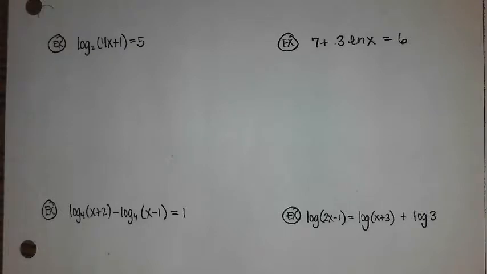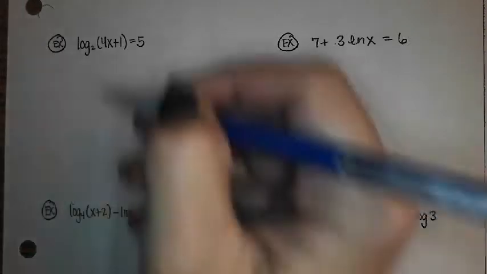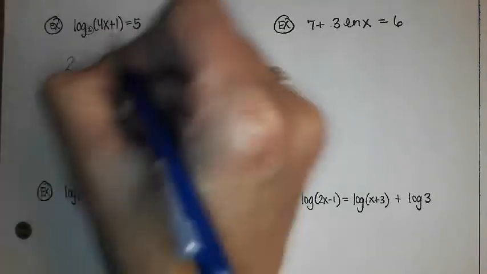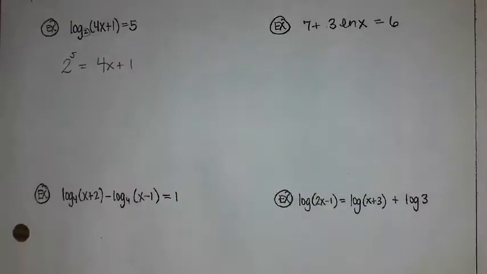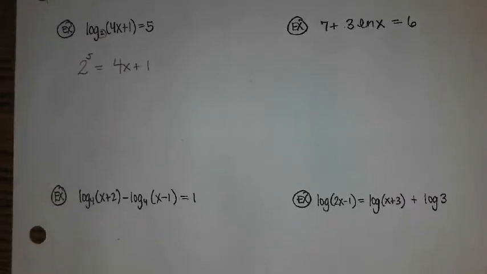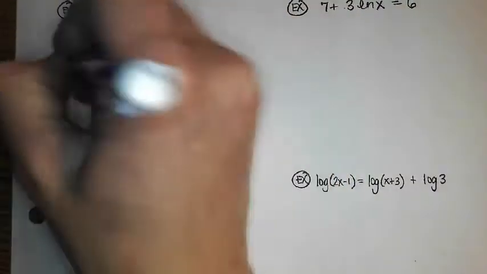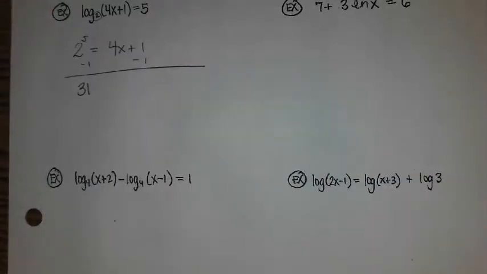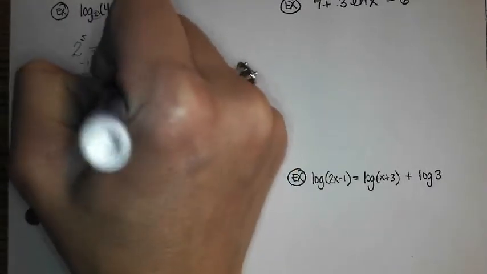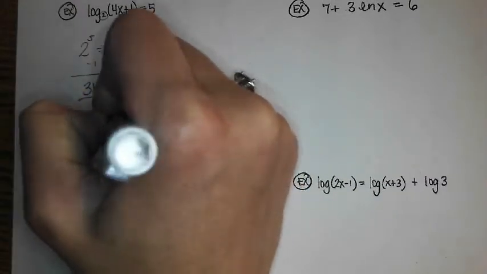Olivia? Right, you translate it. You would just take it out of the log language and put it in exponential language. So the base of 2 raised to the other side, 5, equals whatever you're taking the log of. And then just solve for x. So subtract 1 from both sides. That's 32 minus 1, which is 31, equals 4x. And divide by 4.